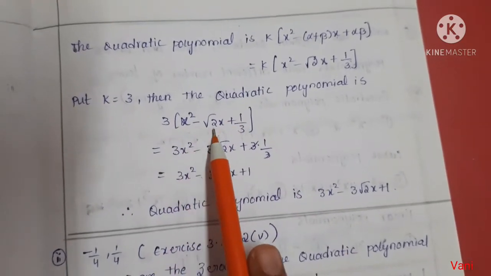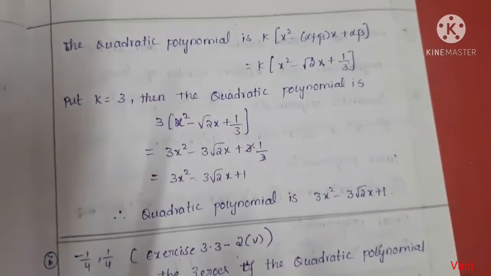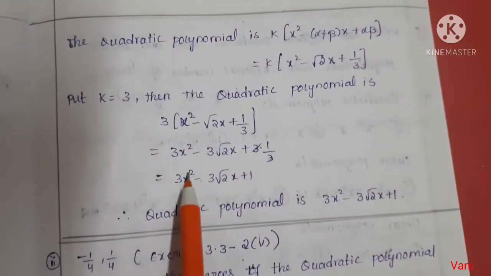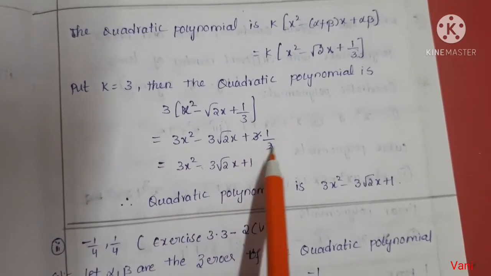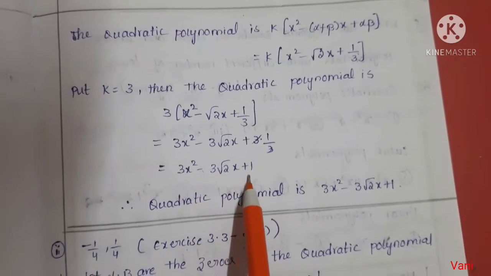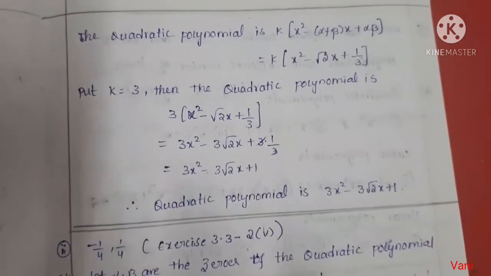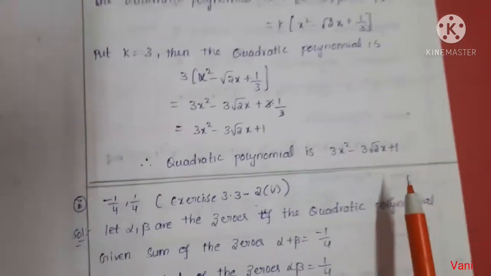3 of x square minus root 2 into x plus 1 by 3. So multiply 3 to every term. So 3 into x square minus 3 into root 2 x plus 3 into 1 by 3. 3 will cancel. So 3x square minus 3 root 2 x plus 1. So this is the required quadratic polynomial: 3x square minus 3 root 2 x plus 1.